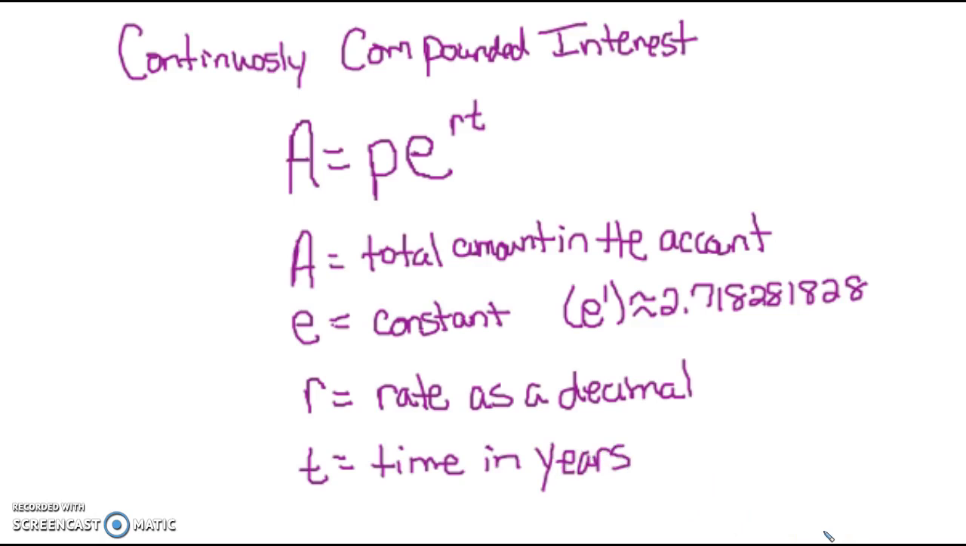So if you see the words continuously compounded, then you should automatically say, hey, that's PERT. Yes, ma'am. P is still your principal. Thank you. I should have written that in there. Thank you for keeping me on track. Principal. That's the amount of money we start with.